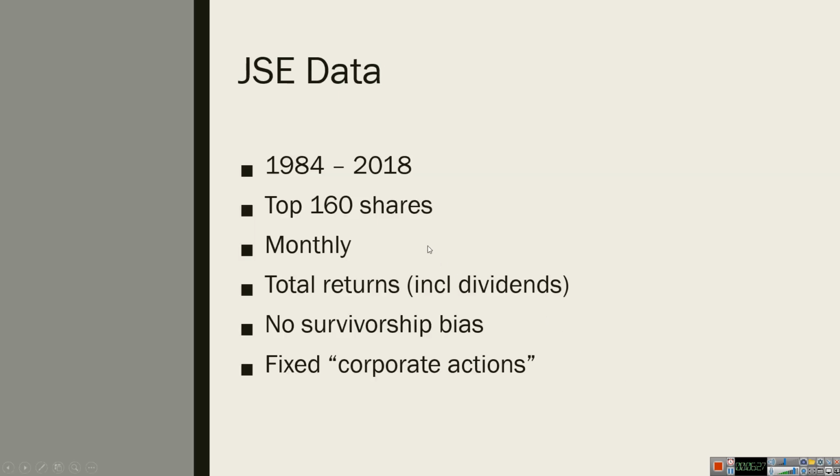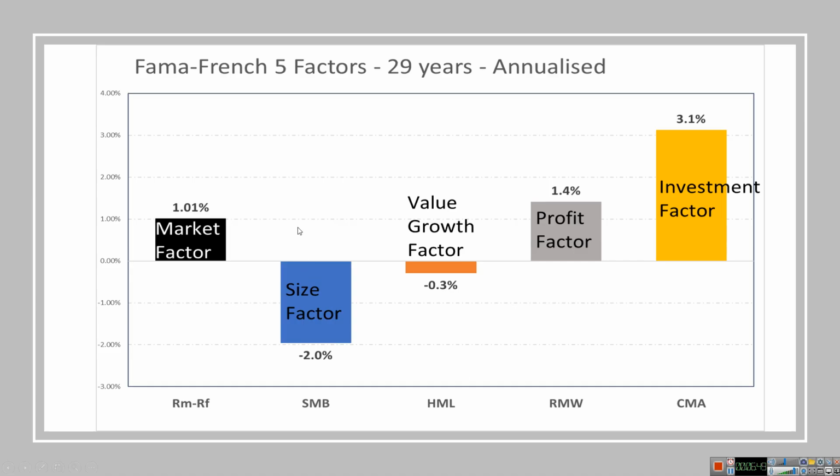Now, we take JSE data back to 1984 using the top 160 shares, which we keep refreshing. We do this monthly. We use total return, so we're including dividends. We make sure we have no survivorship bias in the data, and we deal with corporate actions, share splits, takeovers, etc. Now, let me show you what we get.